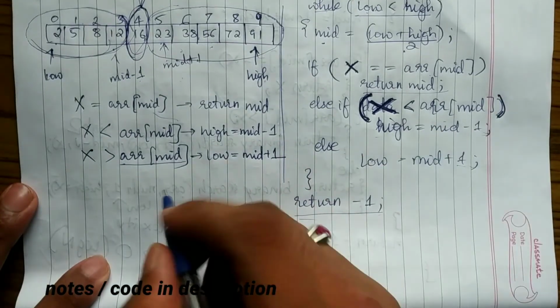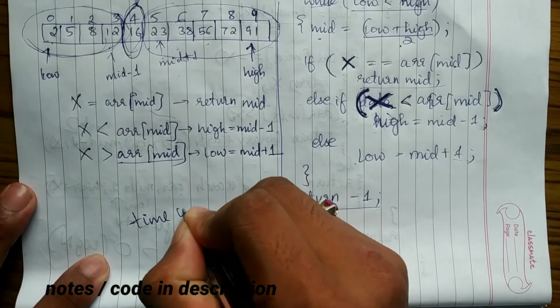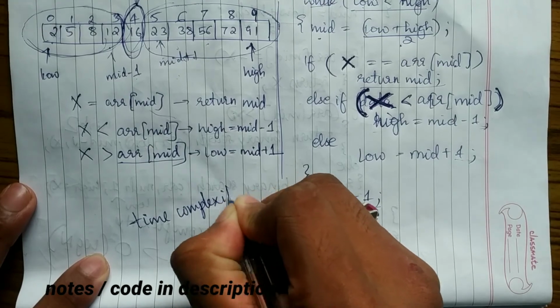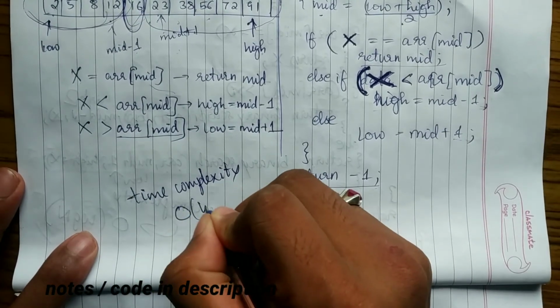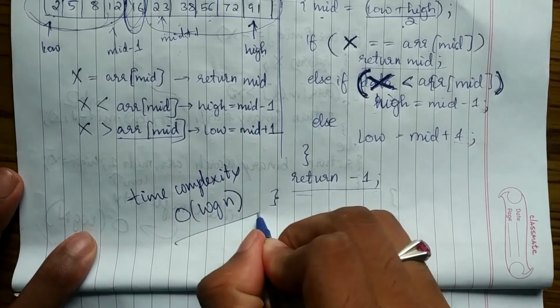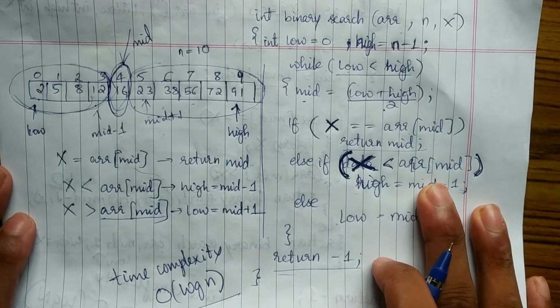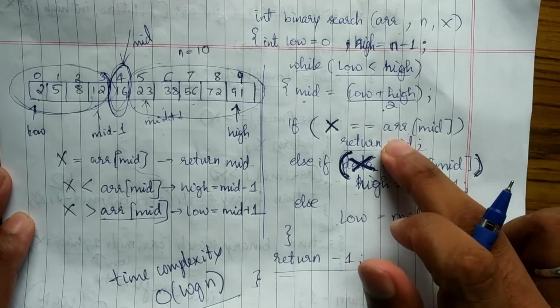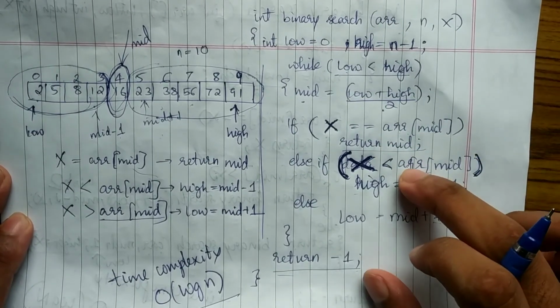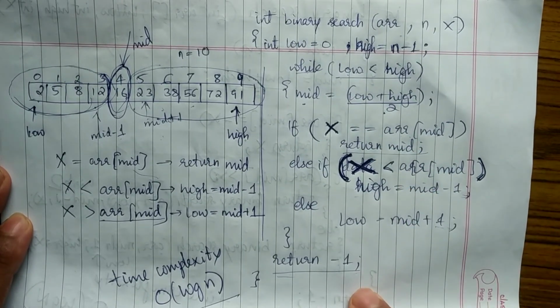This code will run with a time complexity of O of log n in the worst case. Notes and code for all this will be provided in the description. This is the iterative approach. If you want to go through the recursive approach, you can go through the code provided in the description.